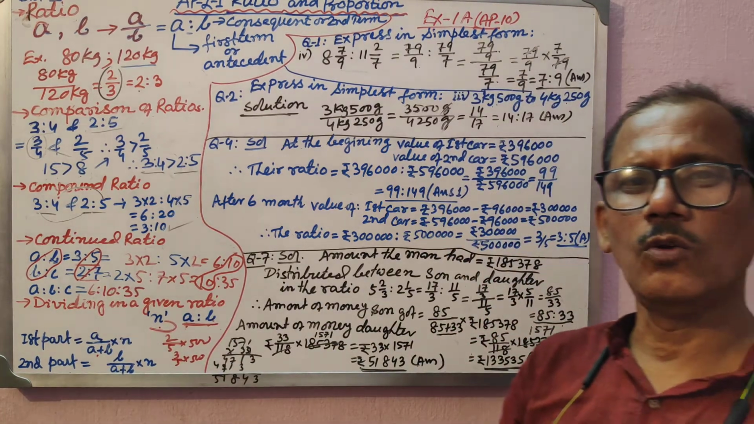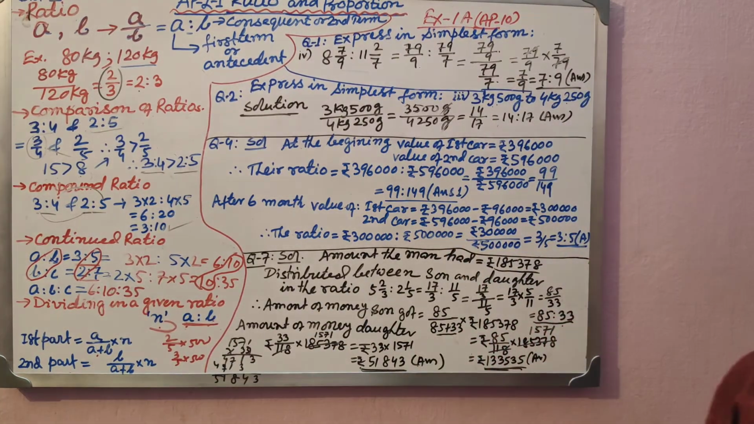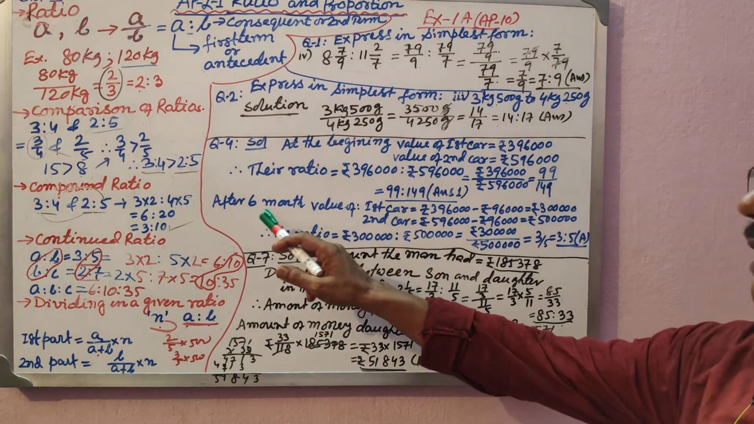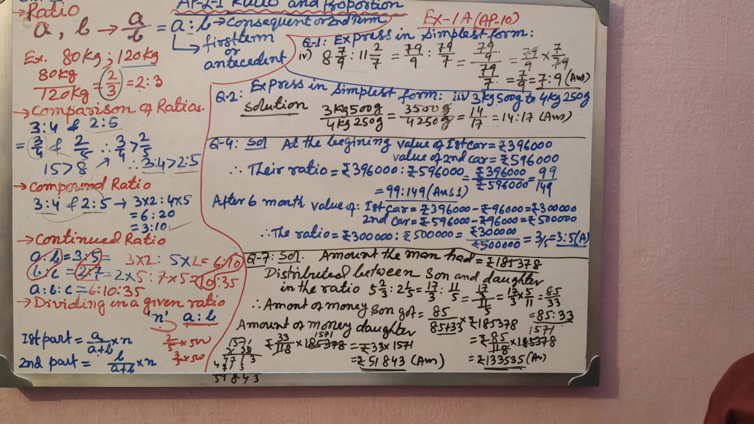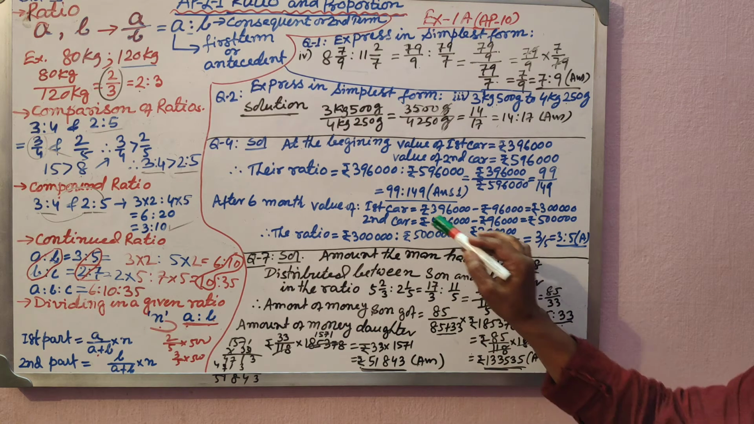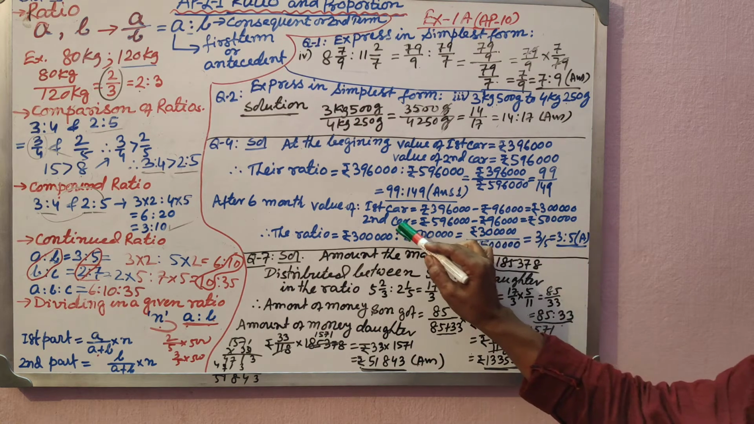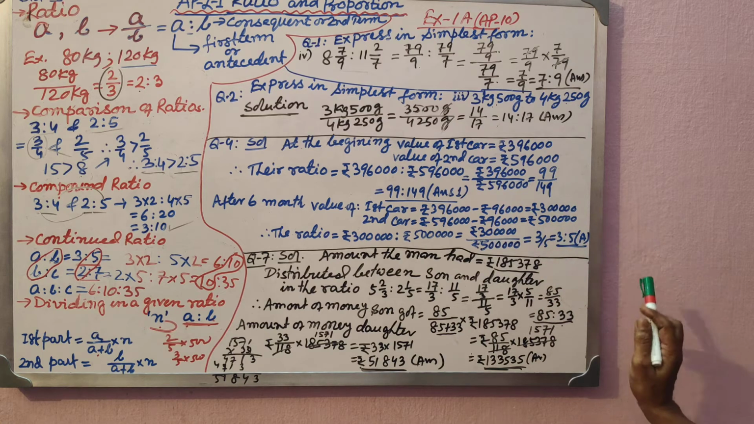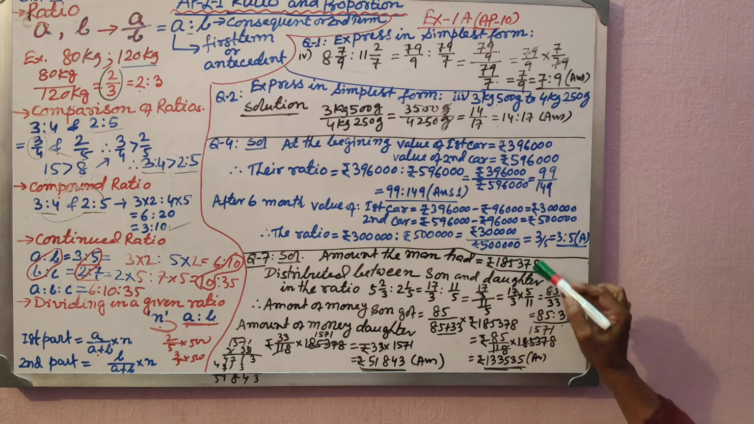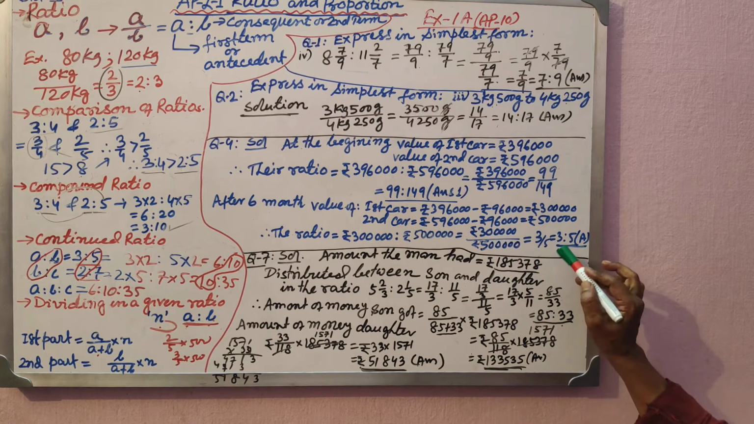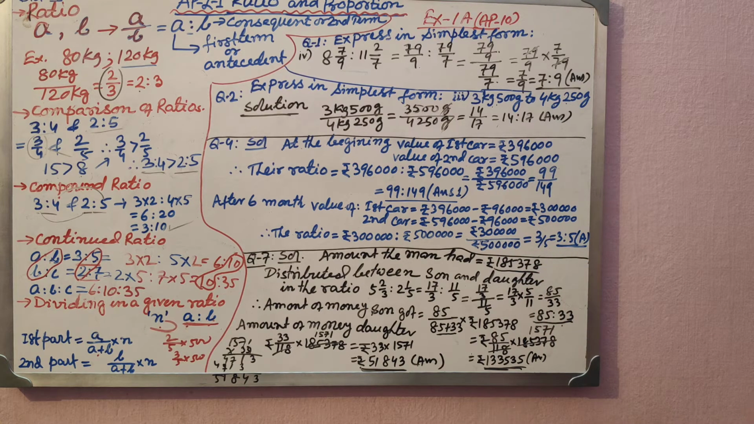Now the value decreased after 6 months. How much? The value decreased by 96,000 for both the cars. So this value becomes how much? 3 lakh. This value becomes 5 lakh. So what will be the ratio? 3 lakh divided by 5 lakh will definitely be 3 by 5, which is equal to 3 is to 5. I hope you have understood.